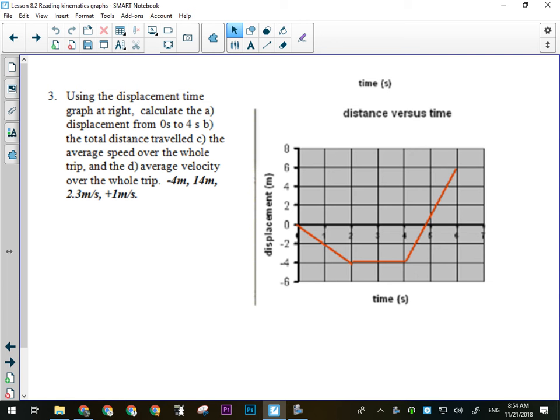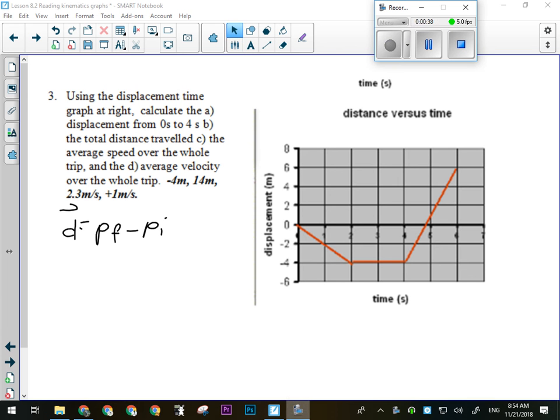So if I'm looking at this graph, the first part wants to know what's the displacement from 0 to 4 seconds. We have to remember that displacement is final position minus initial position. Our final position is -4 meters, and our initial position is 0. So our total displacement during that would be -4 meters, or 4 meters backwards. Questions on A?